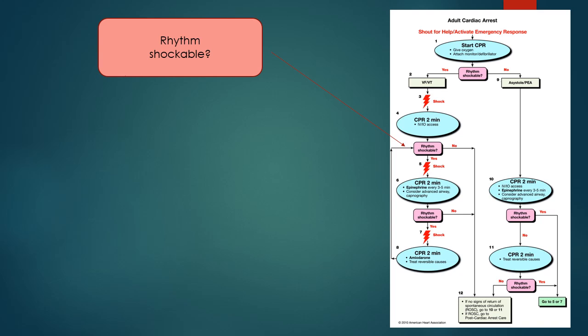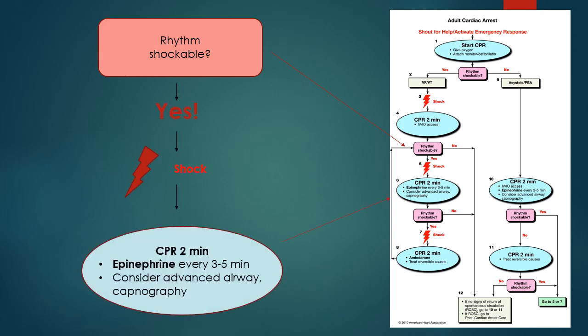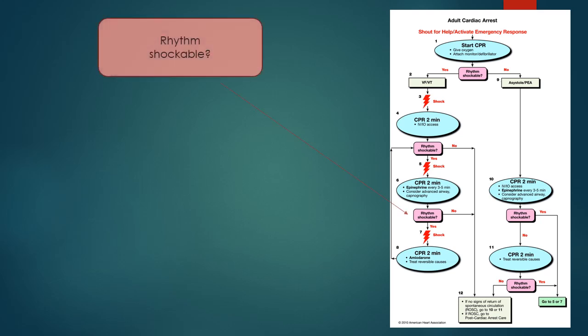Assess the rhythm. If the rhythm is not shockable, go to the appropriate algorithm. If the rhythm is shockable, go ahead and defibrillate your patient. After defibrillation, continue CPR for 2 minutes and again repeat epinephrine 1 milligram every 3 to 5 minutes. After doing CPR for 2 minutes, assess the rhythm. If the rhythm is not shockable, go to the appropriate algorithm. If the rhythm is shockable, go ahead and defibrillate your patient.